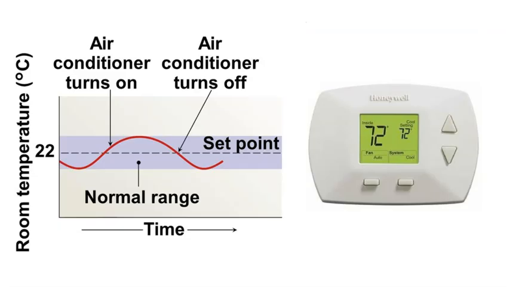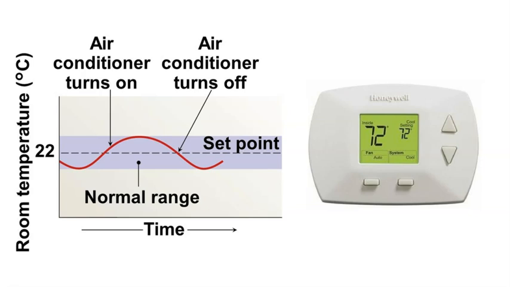We can see a man-made example of this by looking at how an air conditioner system works in our homes. So we've got temperature here in degrees Celsius on the vertical axis and time on the horizontal axis here. We have our set point, which in this case is 22 degrees Celsius, which is about 72 degrees Fahrenheit, and the normal range of fluctuation of that particular variable there.